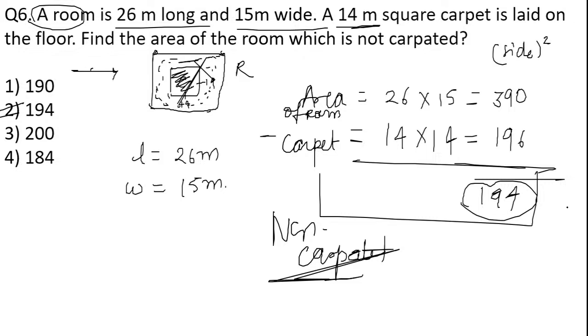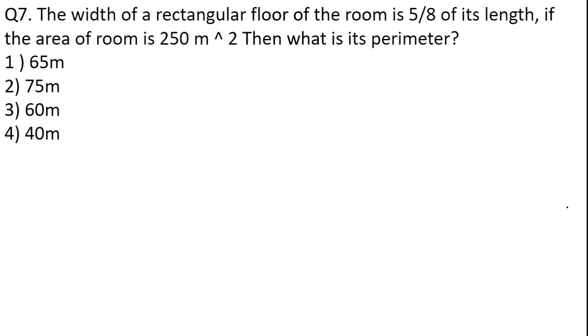So, moving on to the next question. The width of a rectangular floor of a room is 5 by 8 of its length. If the area of the room is 250 meters square, what will be its perimeter? This is the question.